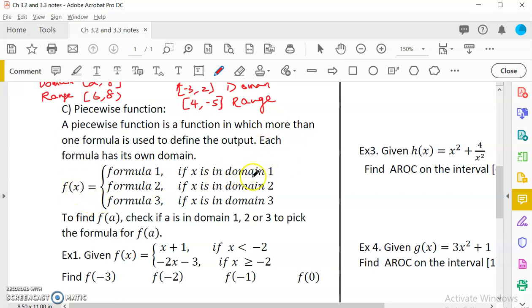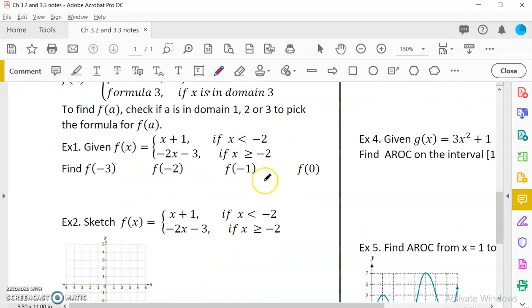So you look at which domain x is in. Where would x fall? If x falls into here, you use formula 1. If it's in 2, you use formula 2. If this x input falls into here, you use formula 3. So basically, check your input first. Don't just plug in right away. Use these 3 conditions to pick your formula.